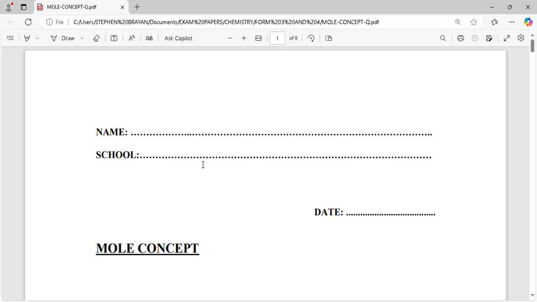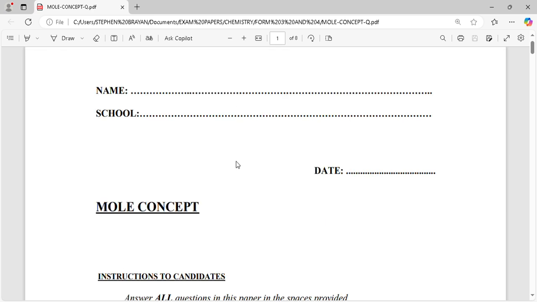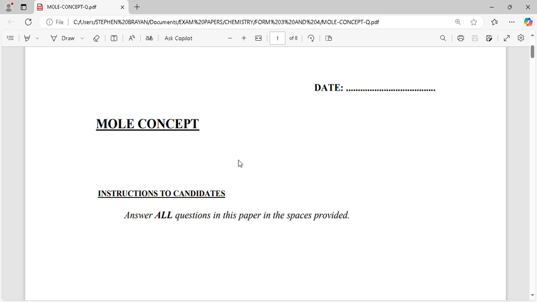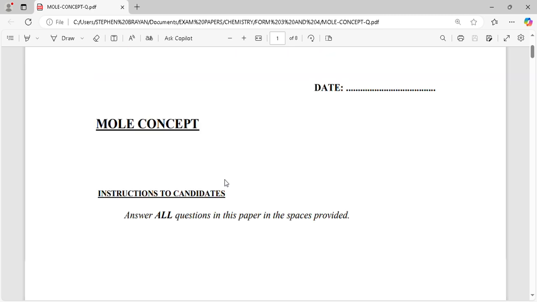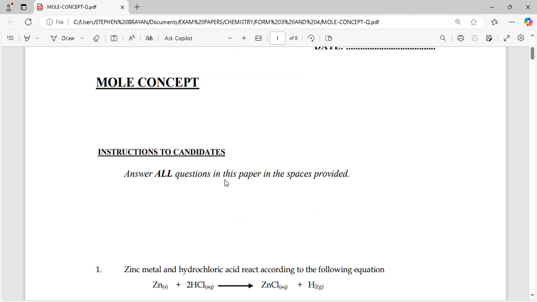I'm here to do a video on mole concept. Mole concept is mostly studied in Form 3, and I hope the Form 3s and the Form 4s who are going to tune in will learn something. So I'm going to do them in small parts. Mole concept is a very commonly tested concept, especially in KCSE.